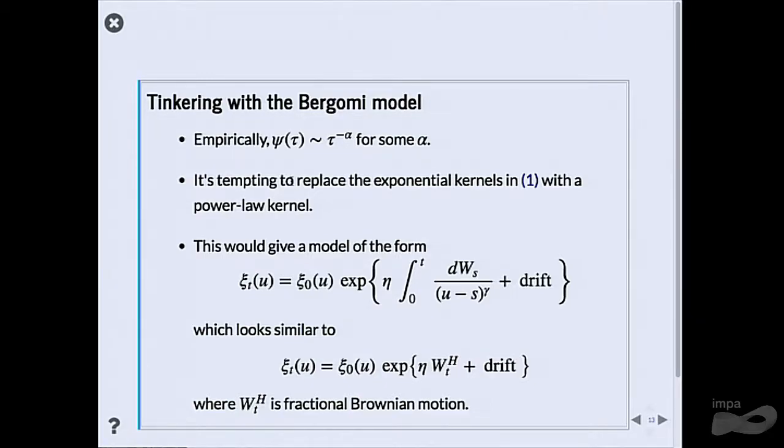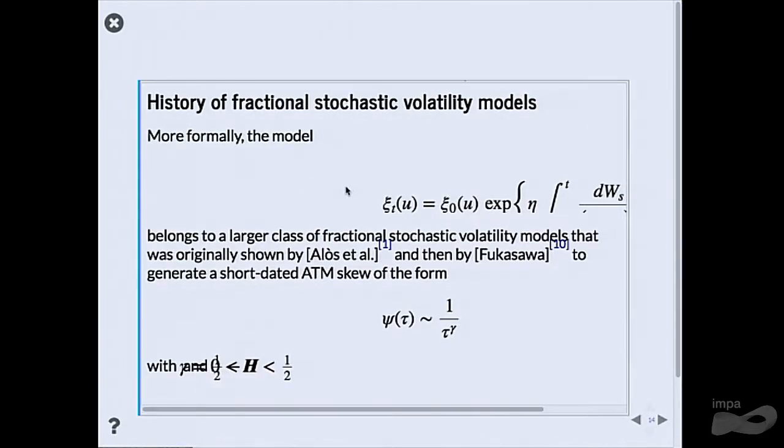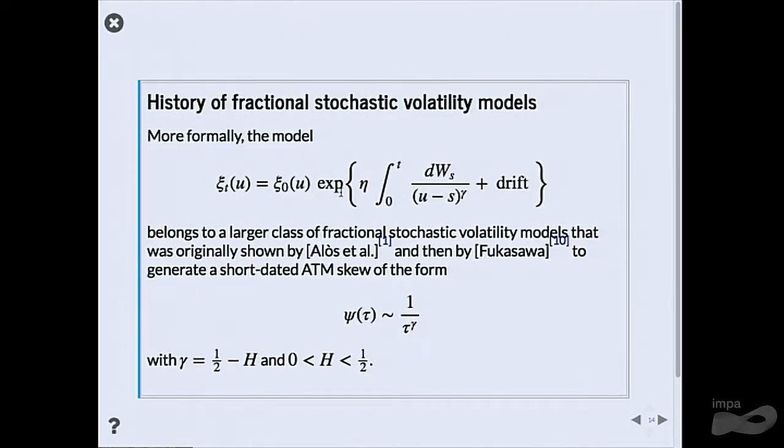So it's tempting to replace the exponential kernel with a power law kernel, and that would give a model of that form. And this looks rather similar to that model, which is now looking very much like lecture one, because here we have the variance. The log of the variance is basically proportional to fractional Brownian motion. It's not really fractional Brownian motion, but it's something similar. So now, the model that I just projected there belongs to a larger class of fractional stochastic volatility models that were originally shown by Alos and then by Fukasawa to generate a short-dated at-the-money skew of that form. So that formalizes the intuition that if you were able to replace the exponential kernel with a power law kernel, then indeed you would generate the right term structure of skew.